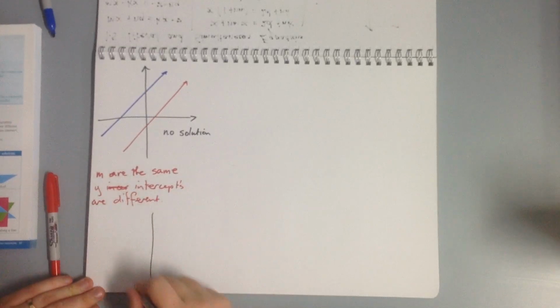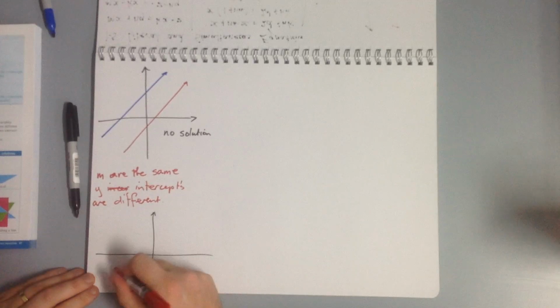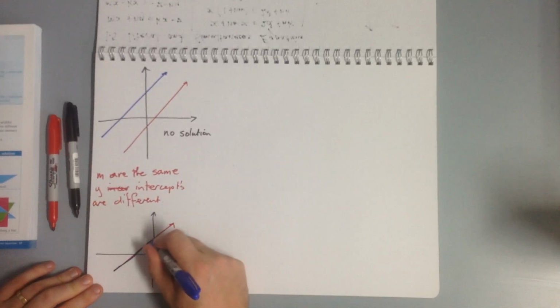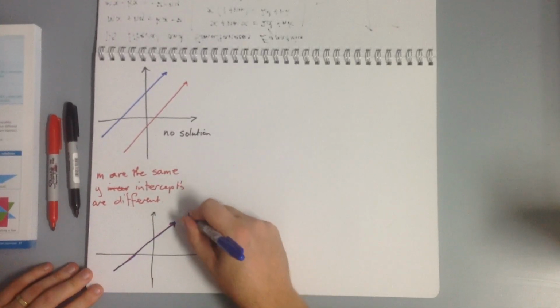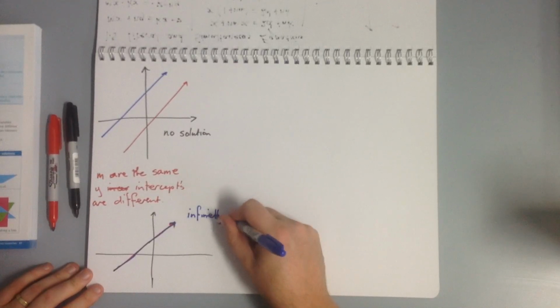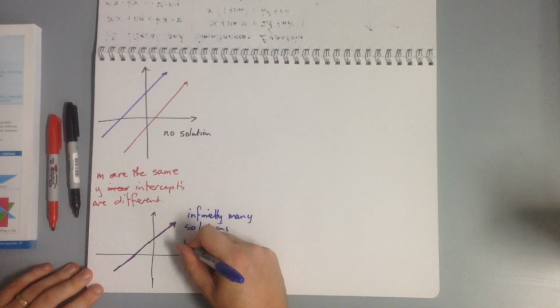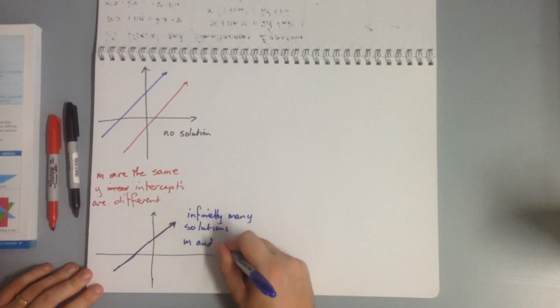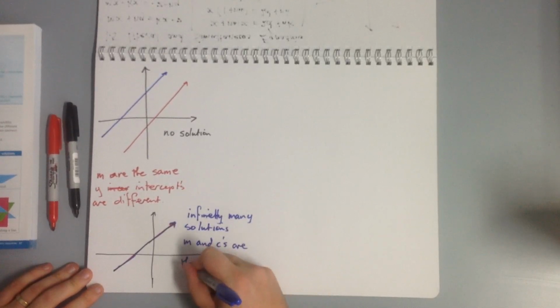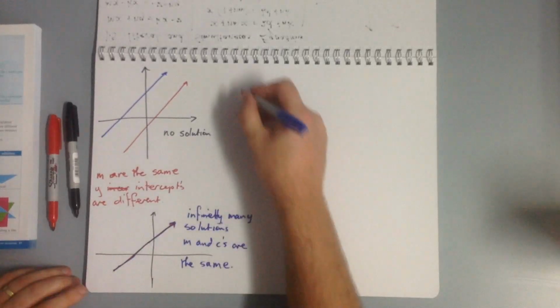Okay, and we have another case here where our two equations are actually identical. And this is infinitely many solutions. So our m and c's are the same. Okay, and basically we can use that information to actually solve different problems.